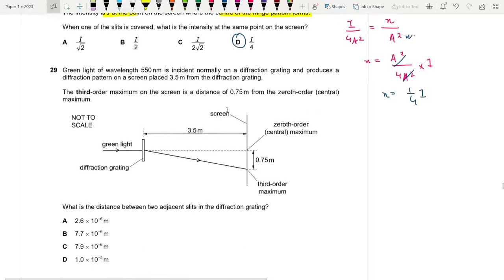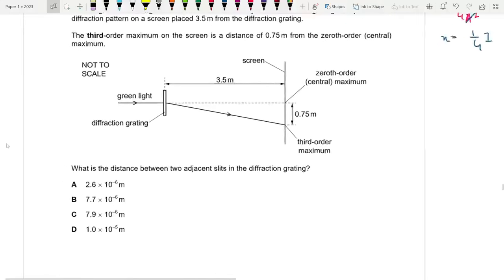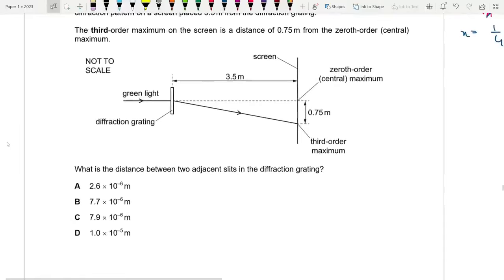Okay. Next, 29. Green light of wavelength 550 nanometers is incident normally on a diffraction grating and produces a diffraction pattern on a screen placed 3.5 meters from the diffraction grating. A third order maximum on the screen is at a distance of 0.75 from the 0th order maximum. What is the distance between two adjacent slits in the diffraction grating? Interesting. So we can use this information to find out theta. We can use tan theta, right? So tan theta is equal to opposite by adjacent, so 0.75 by 3.5.